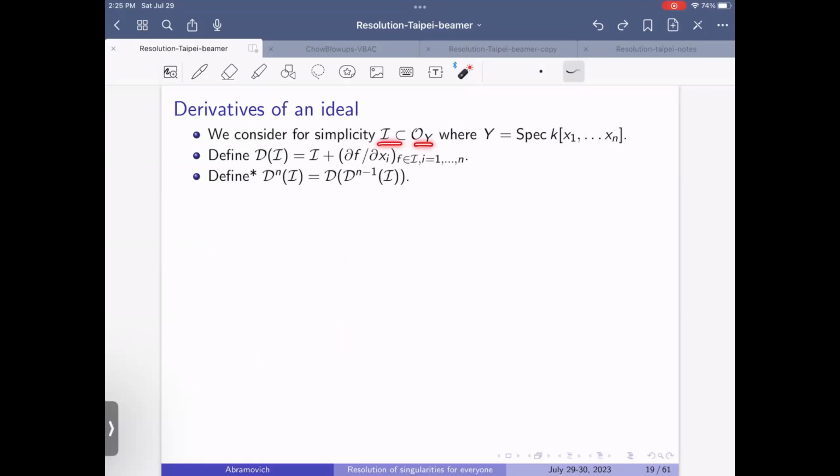Suppose I have an ideal. Just for simplicity, Y is affine space. The same ideas work in general. So define the derivative of the ideal to be what you get when you throw into the ideal also all the derivatives of all elements of that ideal with respect to all variables. Okay? And we'll have a couple of examples in a bit. For today's discussion, I'll define D^n of I to be the iterated process of taking the derivative n times.